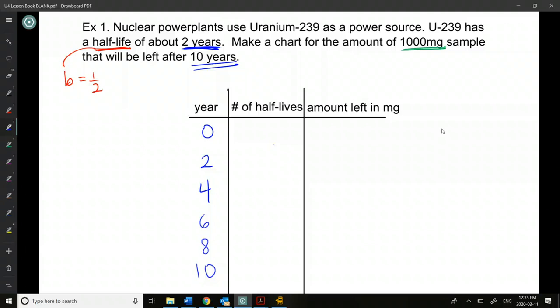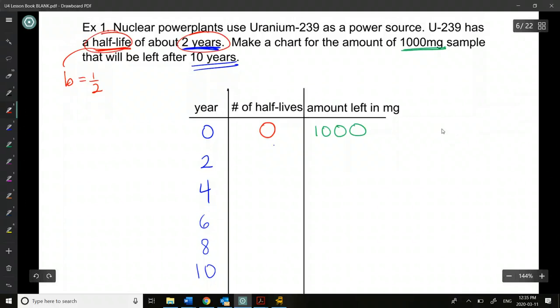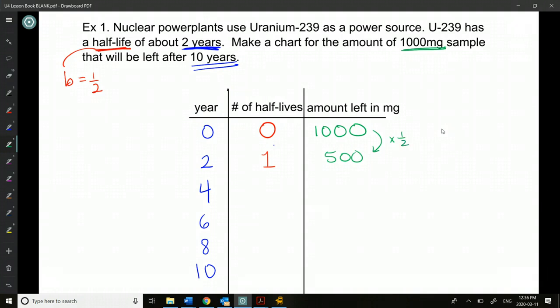And then we'll take a look at the number of half-lives that have happened and the amount of our 1,000 milligram sample. So we're starting with 1,000 milligrams at year 0. And of course, at year 0, 0 half-lives have occurred, right? If no time has passed, then no half-lives have happened. Now, after 2 years, how many half-lives would have happened if a half-life happens every 2 years? Josh? 1 half-life happens after 2 years, and what does that mean about our 1,000 milligram sample? If it's being halved, how much is left? 500. Okay, so we're essentially multiplying by a half here, or dividing by 2, in other words.